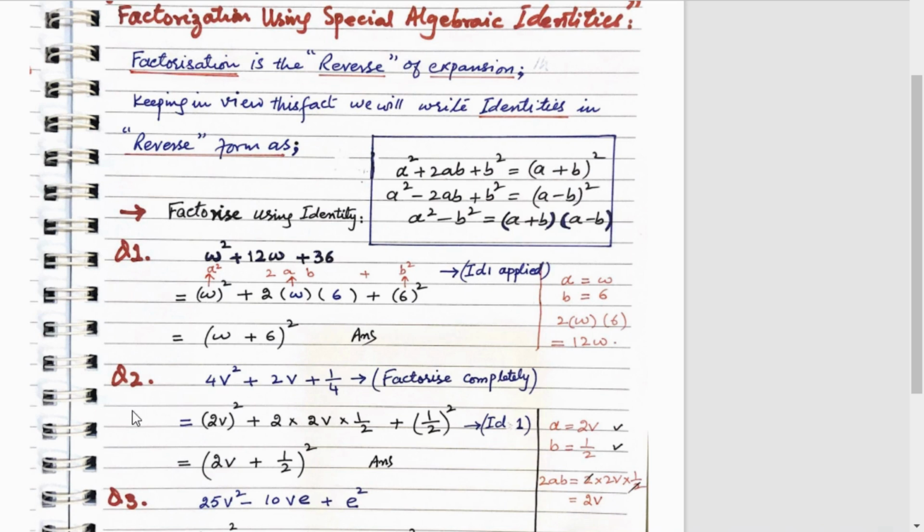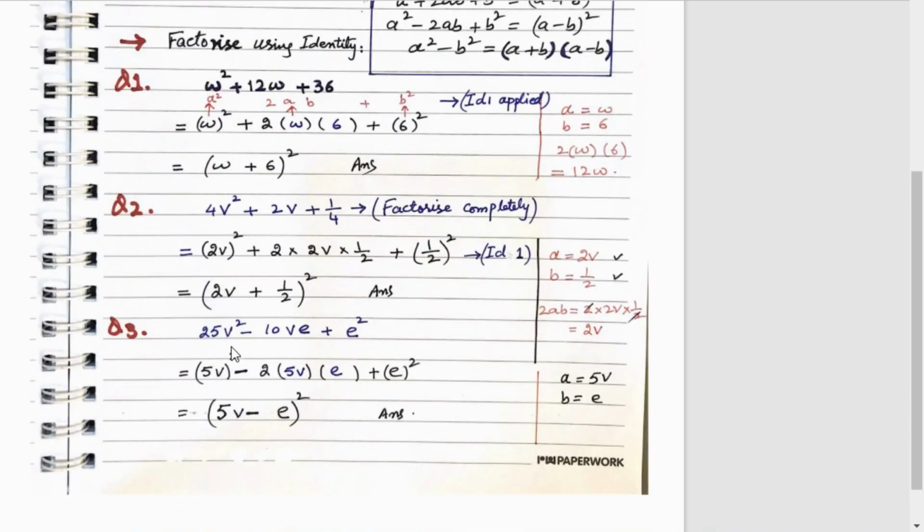Now question number 2. I hope it's clear. It will be more clear when we do this example. Question number 2. This is the term in front of you. It is said factorize completely. Factorize completely means we will not use midterm breaking. Remember, the instruction at the top, factorize using identity, is for all the questions. So question number 2 will follow the same instruction.